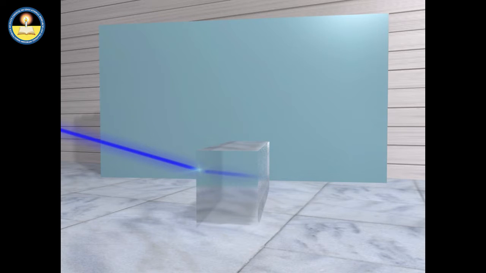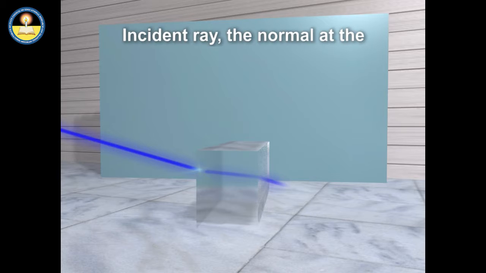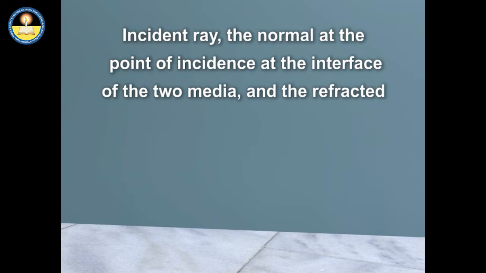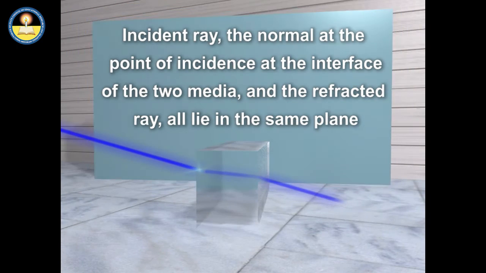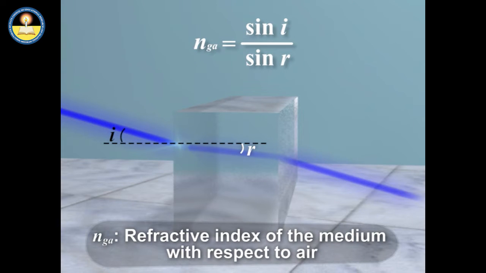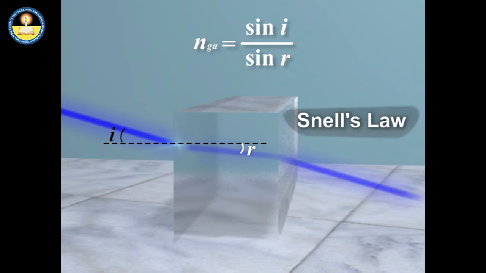Refraction of light from any medium always obeys some laws called the laws of refraction. According to this, the incident ray, the normal at the point of incidence at the interface of the two media, and the refracted ray all lie in the same plane, and the ratio of the sine of the angle of incidence to the sine of the angle of refraction gives the refractive index of the medium with respect to the air, which is a constant quantity. This relation is also known as Snell's law.